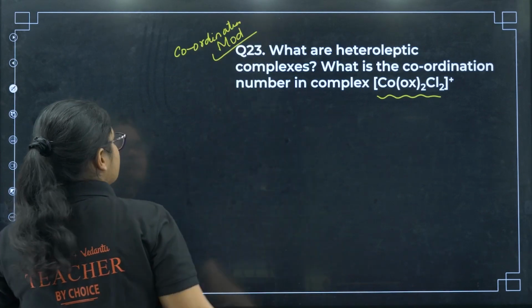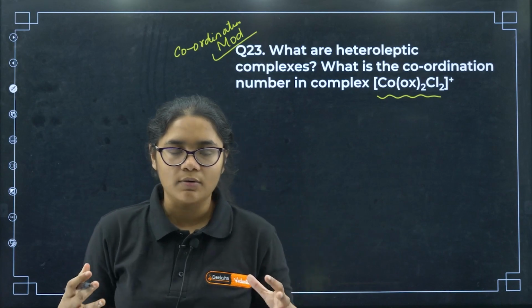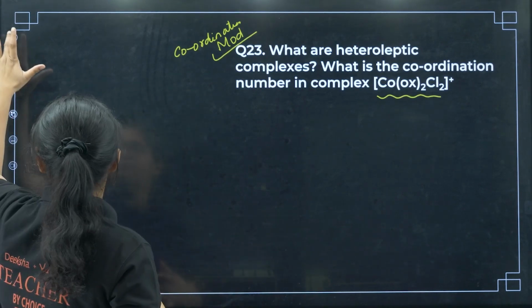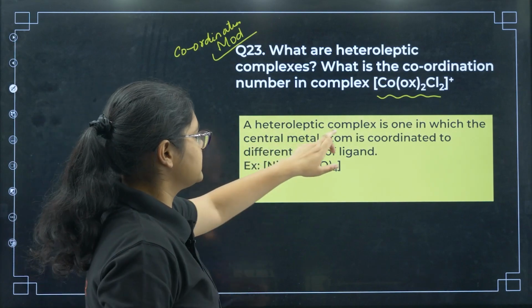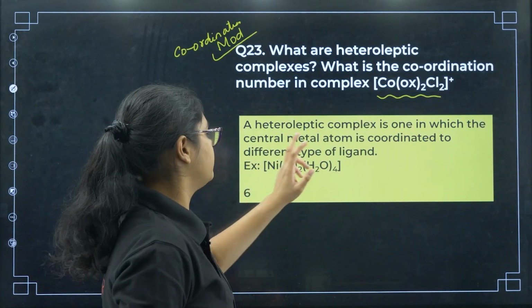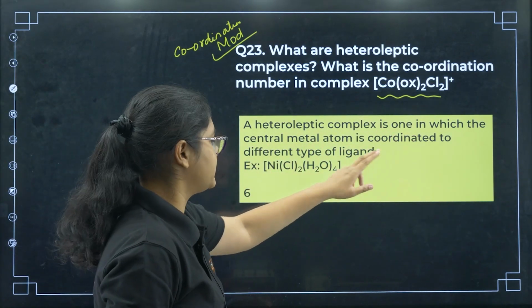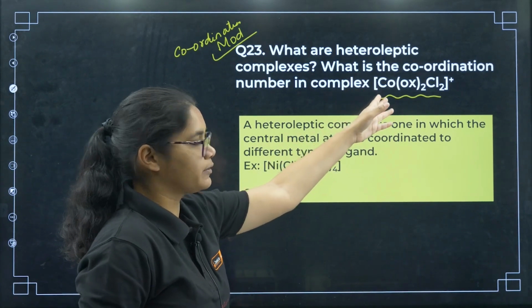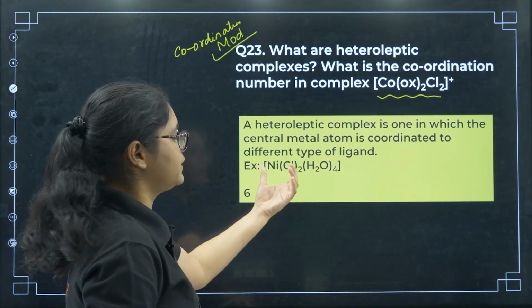Okay, so first of all, heteroleptic complexes are those complexes which have more than one type of ligand, right? So you can see a heteroleptic complex is one in which the central metal atom is coordinated to different types of ligand. Example you can write down, if you don't remember anything you can write down this same example or any other example.